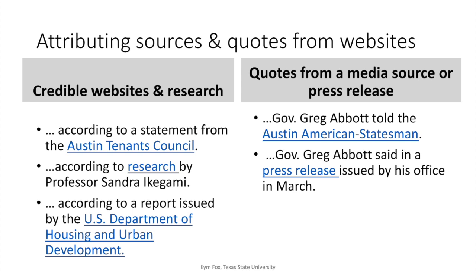So if you're going to use a credible website or say research, this is how you would attribute that, right? According to a statement from Austin Tenants Council, and then you would link to that. Or according to research by Professor Sandra Ikigami, and then you would link to the research. According to a report issued by the U.S. Department of Housing and Urban Development, right? So it's basically you're going to quote from a report, you're going to paraphrase from the report, but you need to tell us where it came from.